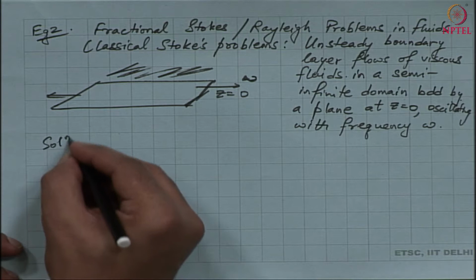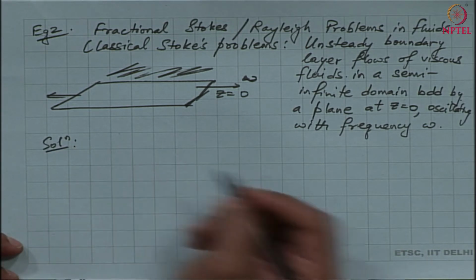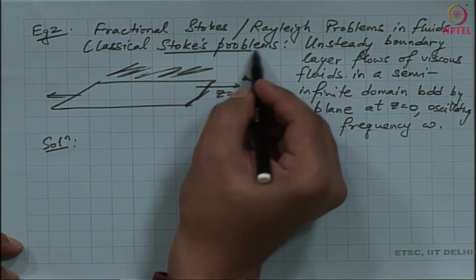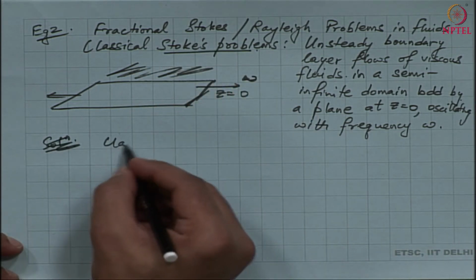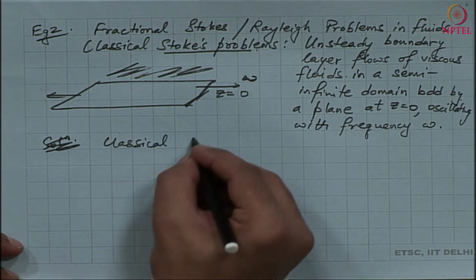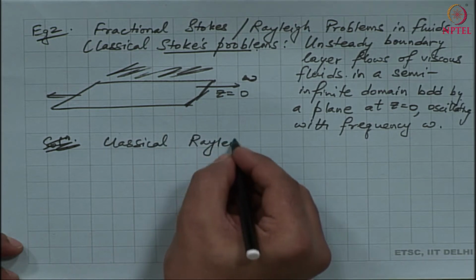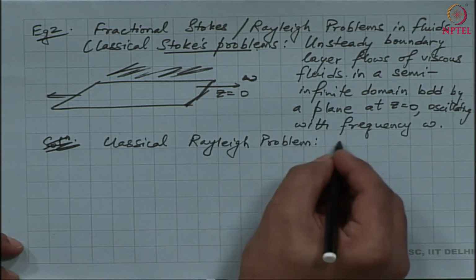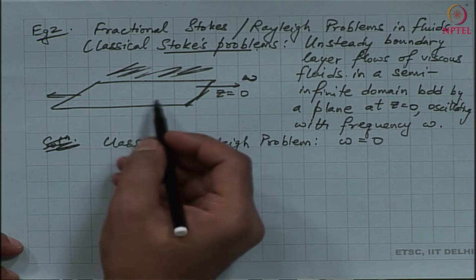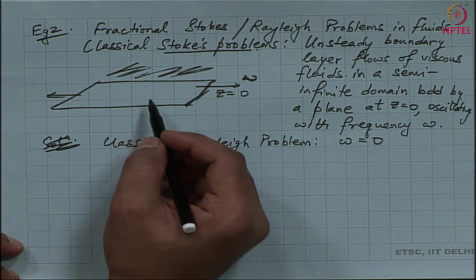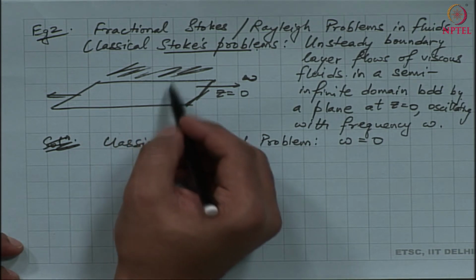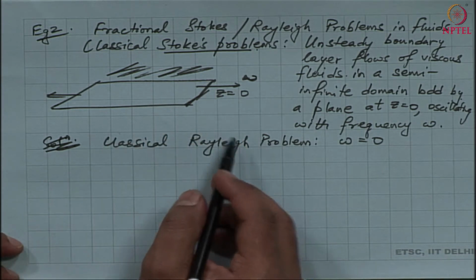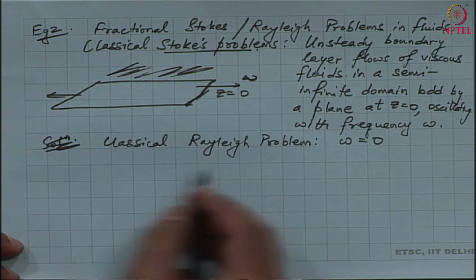So, before I move ahead, this is a Stokes problem here. This is the classical Stokes problem. The classical Rayleigh problem is when omega is 0, that is when the plate is not moving at all. I want to study what is the behavior of the fluid above the plate. Okay. So, let us now consider the fractional Stokes / Rayleigh problem.